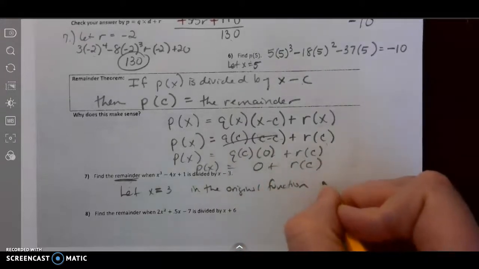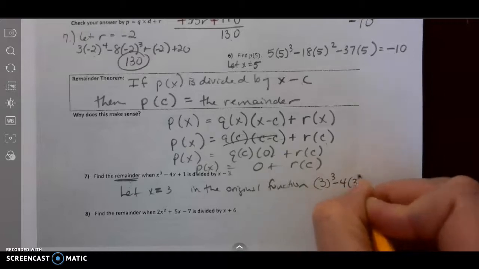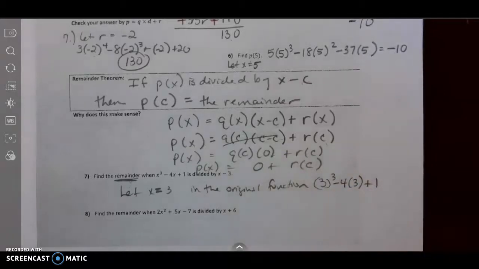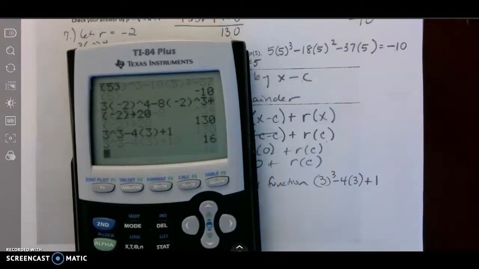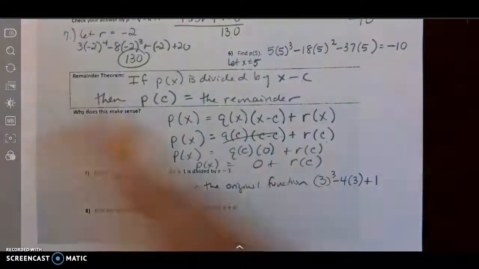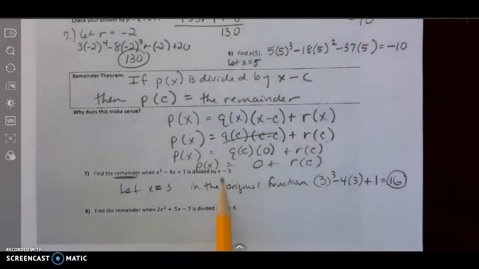So I'm going to have 3 cubed minus 4 times 3 plus 1. You're going to put that into your calculator. 3 to the third minus 4 times 3 plus 1, and I get 16. So if I was asked to divide this by x minus 3 and I got a remainder that wasn't 16, I know I need to go back and check my work.